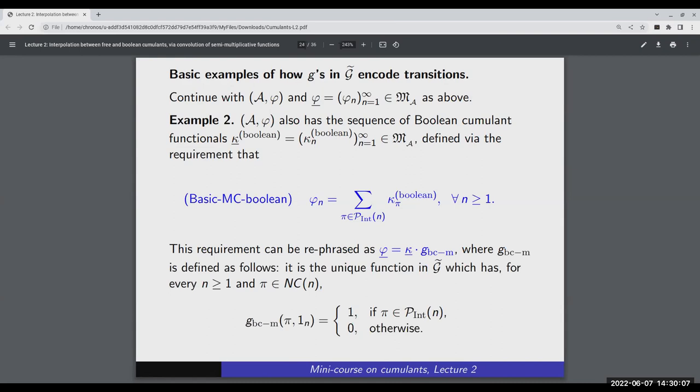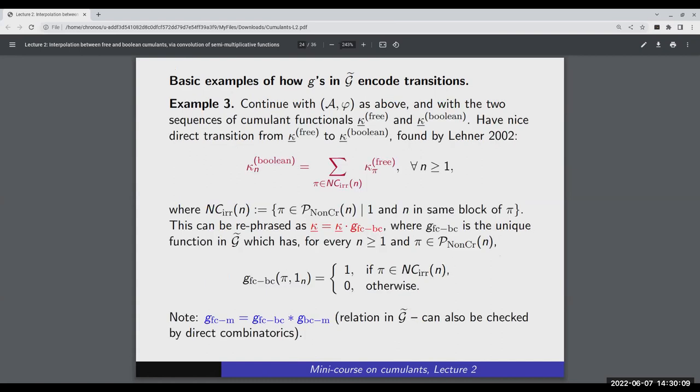Okay, and then by actually putting the things together, but I don't know. I don't want to put the things together now.